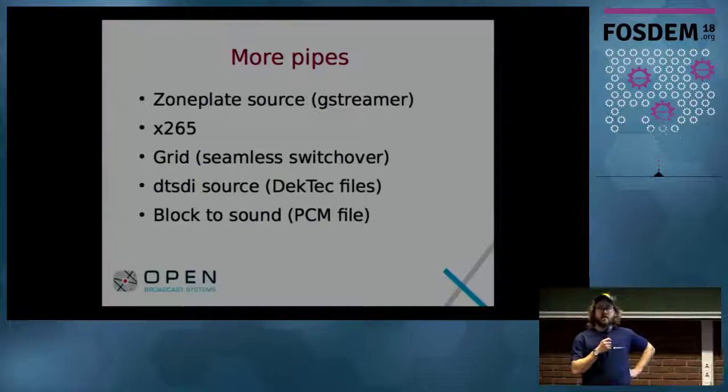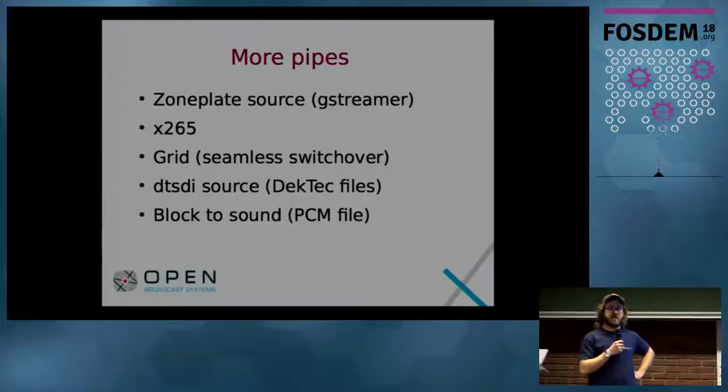Zone plate is a test pattern which is used in TV. So instead of a blank source which is black, we could use this one. X265 encoding, which is still slow. Grid module, which is used with the blank sources.